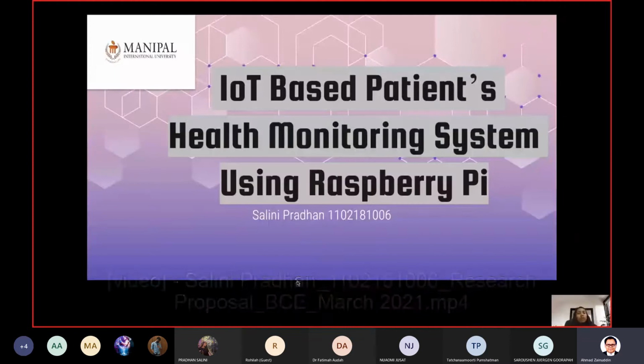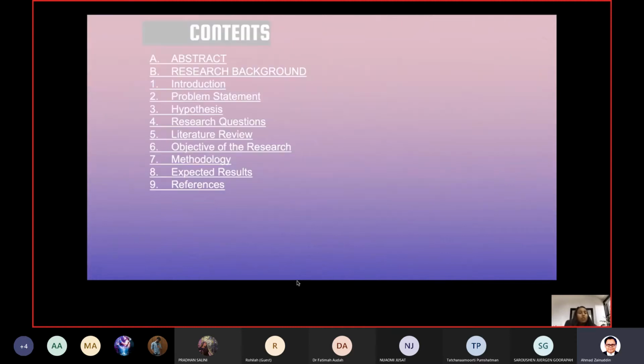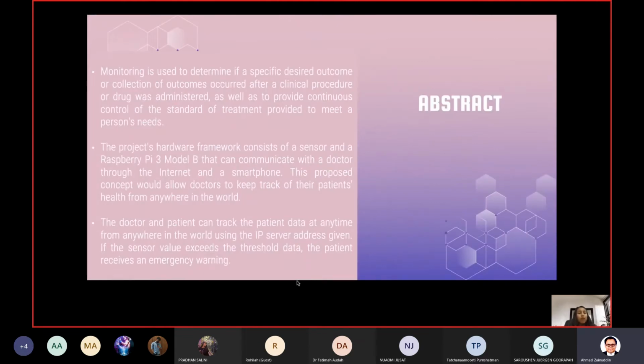Good afternoon, sir. Today I'm talking about my project, which is an IoT-based patient health monitoring system using Raspberry Pi. In the abstract, I talk about how health is a critical factor in today's world. Fighting COVID is another factor, and going to the hospital and facing doctors is also a serious situation right now. So I have created a model with sensors and a Raspberry Pi 3 Model B that can communicate with a doctor through the internet and a smartphone. It is easier and more convenient than going to the doctor itself because of the situation.